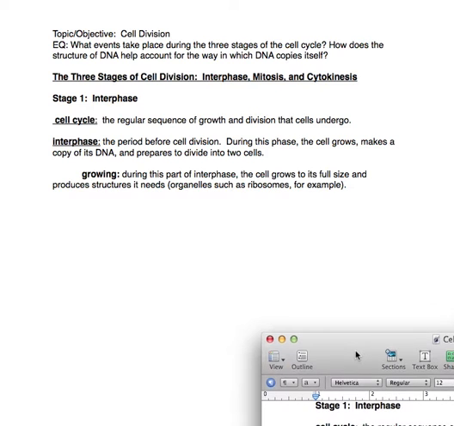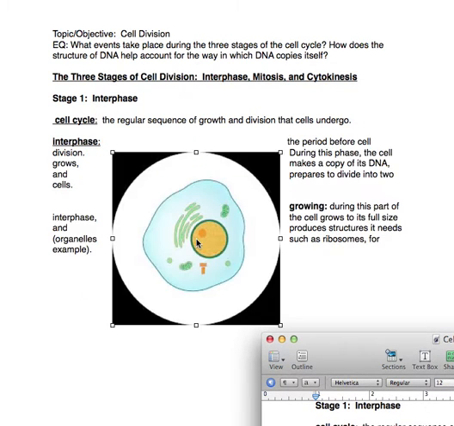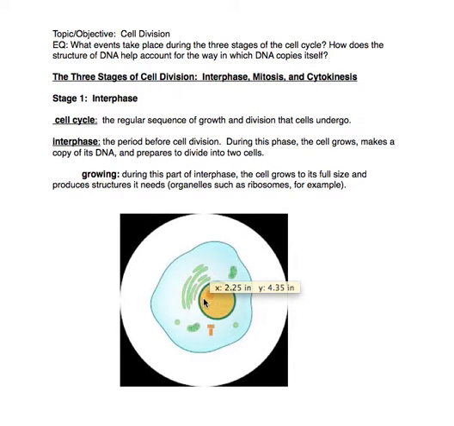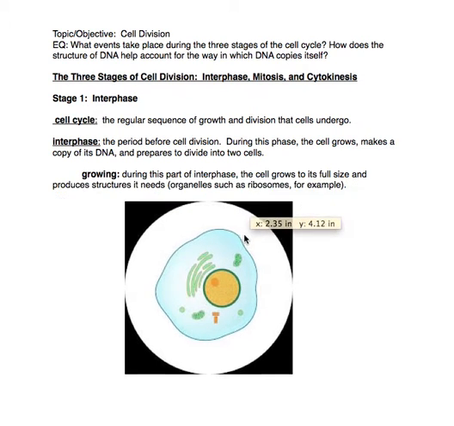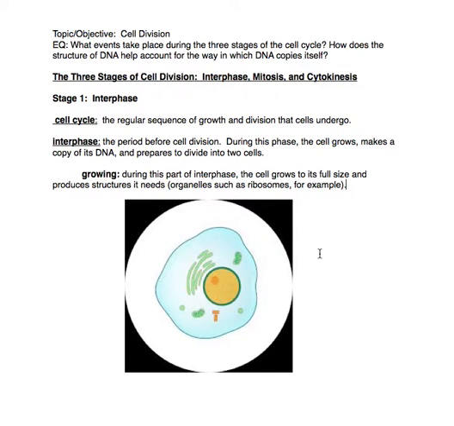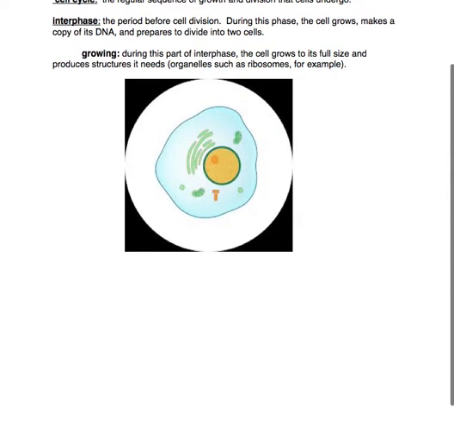So here I have a little picture of a cell right here. This is clearly an animal cell. You can see the nucleus, you can see some mitochondria over here, and other organelles within the cell.